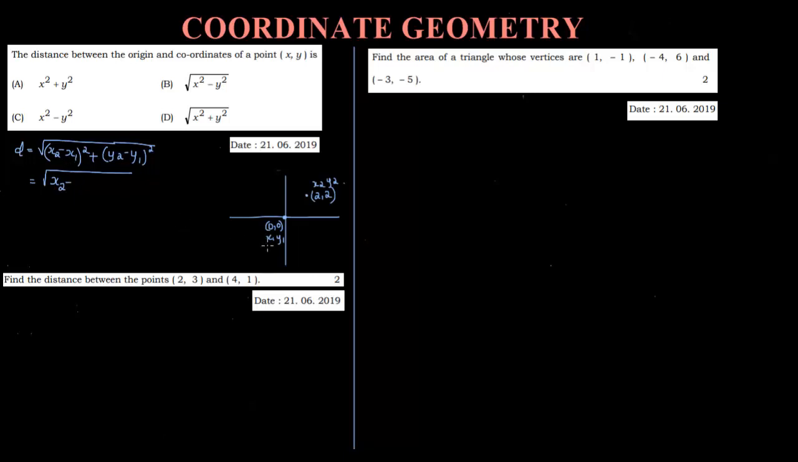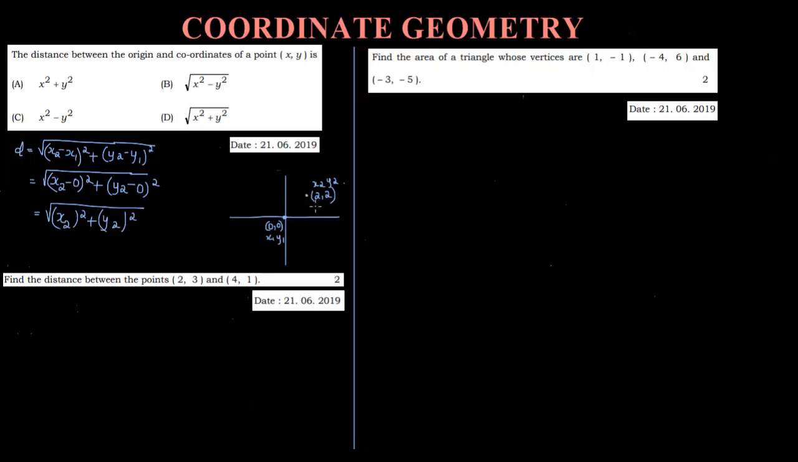x2 minus x1. x1 is what? 0, right? Why am I not substituting? Because in the question they have given the letters x and y. Then here y2 minus y1. y2 also I am not going to substitute, and here y1 is again 0, whole square. So x2 minus 0 will be x2 itself, so x2 square plus y2 minus 0, again y2, so here also it will be square.